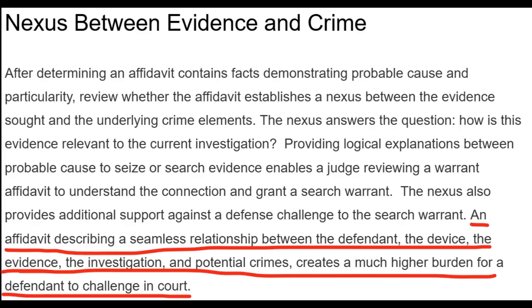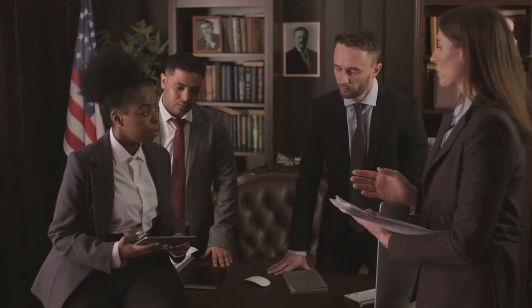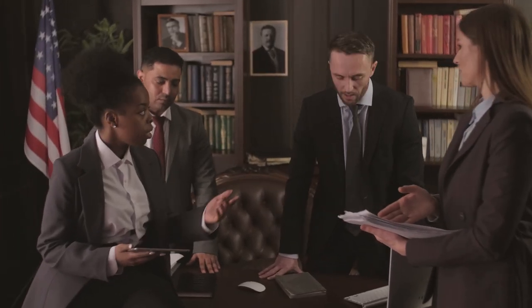According to Loy and Fitzsimmons, quote, "An affidavit describing a seamless relationship between the defendant, the device, the evidence, the investigation, and potential crimes, creates a much higher burden for a defendant to challenge in court," end quote. In other words, establishing this nexus is important for a successful prosecution.